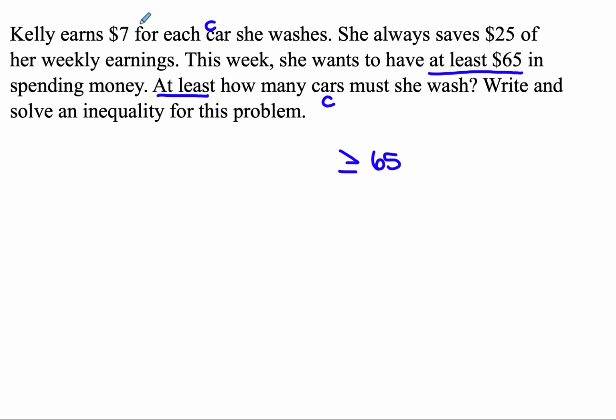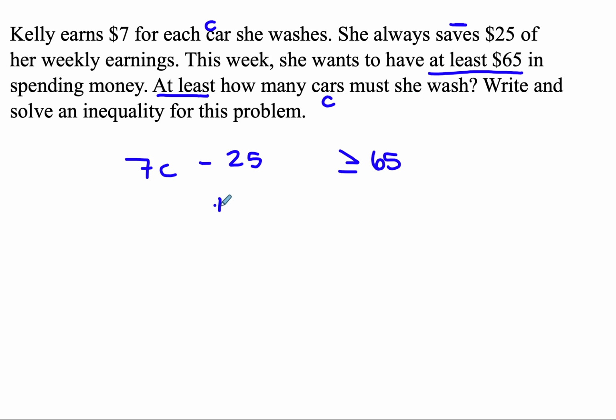She has $7 for each car. But she saves. She's going to put that in the bank, which means she's taking it away from the money that she actually has in her hands. It's good to save that and put it in the bank. But in terms of the money that she actually has in her hands, she's taking that away because she's saving it. She's putting it somewhere else. All right, so 7 times the number of cars minus the $25 she's putting in the bank, and then she needs to have greater than or equal to 65.